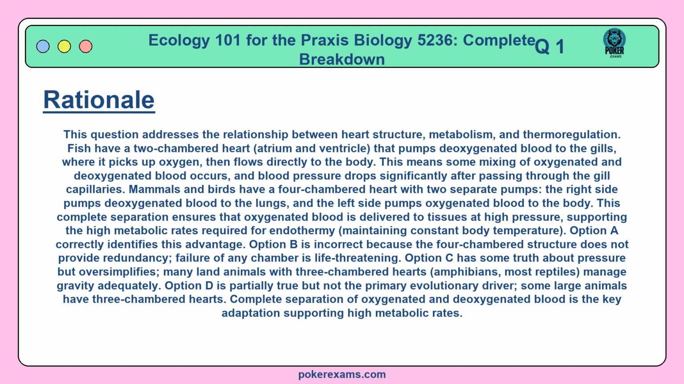Option B is incorrect because the 4-chambered structure does not provide redundancy. Failure of any chamber is life-threatening. Option C has some truth about pressure but oversimplifies. Many land animals with 3-chambered hearts, amphibians, most reptiles, manage gravity adequately. Option D is partially true but not the primary evolutionary driver. Some large animals have 3-chambered hearts. Complete separation of oxygenated and deoxygenated blood is the key adaptation supporting high metabolic rates.